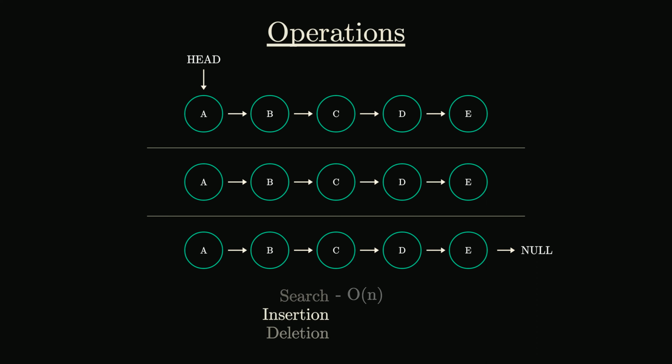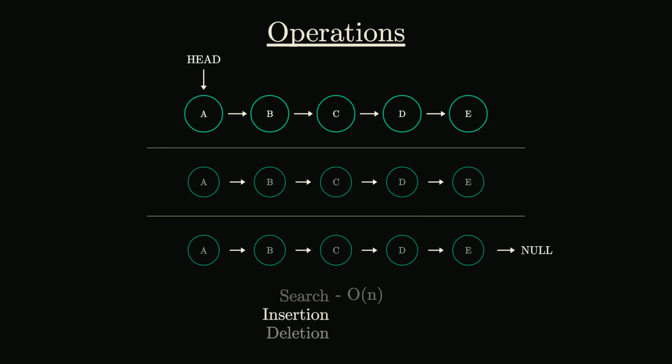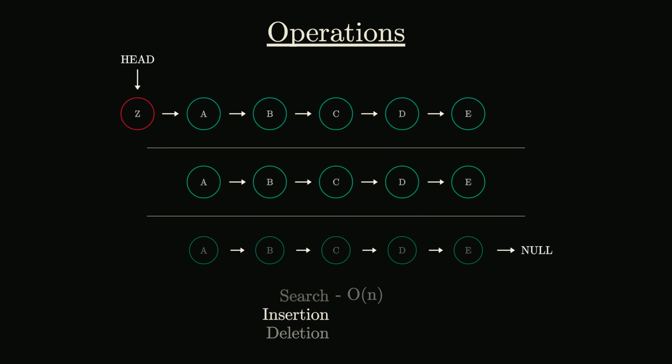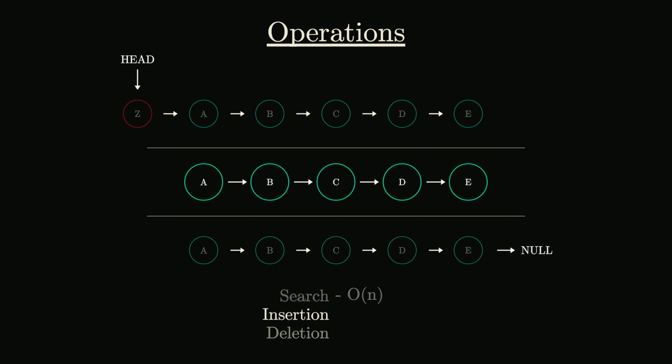Insertion at the beginning of a linked list requires redefining the head pointer. First, create the new node and set its next pointer to the current head node. Then, reassign the head pointer of the linked list to the newly created node. This effectively makes the newly created node the new head of the list, which will be accessed first in the sequence.